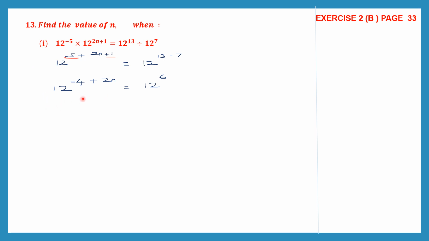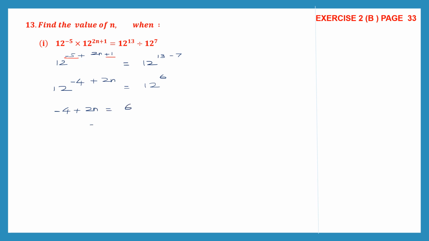Okay, see, on the left hand side we have 12 raised to the power of this much, and on the right hand side we have again 12 raised to the power of 6. So the base is the same on both sides. If base is the same, that means the powers also are the same. So base is 12, which is equal to 12. That means minus 4 plus 2n is equal to 6. So let's write that down. So minus 4 plus 2n is equal to 6.